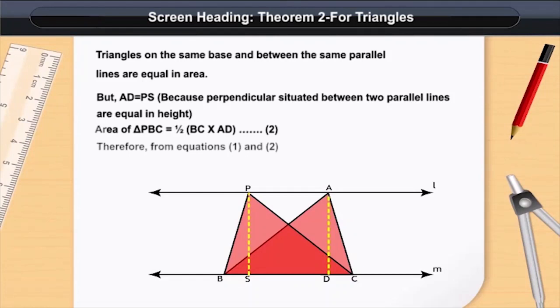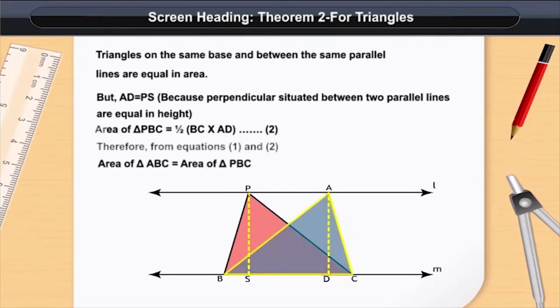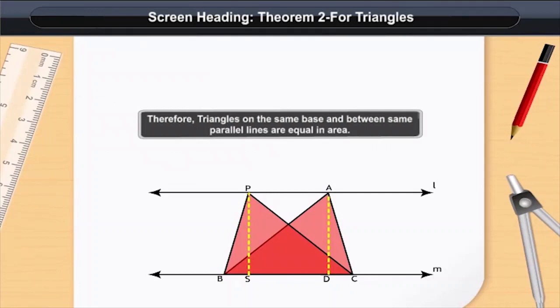Therefore, from equations 1 and 2, area of triangle ABC is equal to area of triangle PBC. Therefore, triangles on the same base and between the same parallel lines are equal in area. Hence, proved.